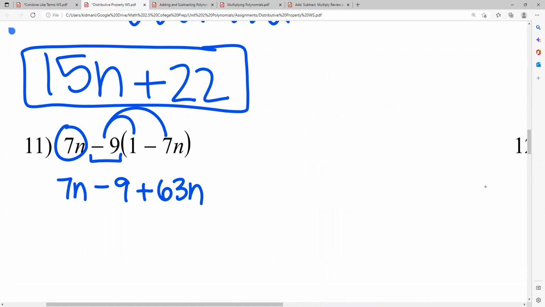Now we want to combine the ones that look alike. So we've got a 7n and a positive 63n. 7 plus 63 is 70n. And then we have our minus 9 because that one couldn't combine. So you can kind of see how we just use that distributive property again.